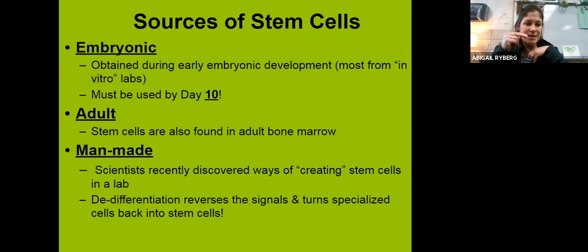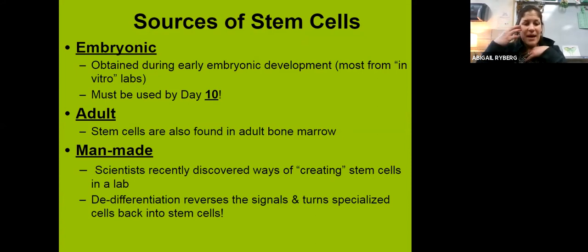Another place that we can get stem cells is in adults. Stem cells are also found in our adult bone marrow. The problem is it's actually really difficult to get adult bone marrow. You can't just go donate it one evening after school. They can't just tap into the bone marrow like you can tap into blood. So although we know that adults have stem cells in our bone marrow, it's not a common source because it's so challenging to access.